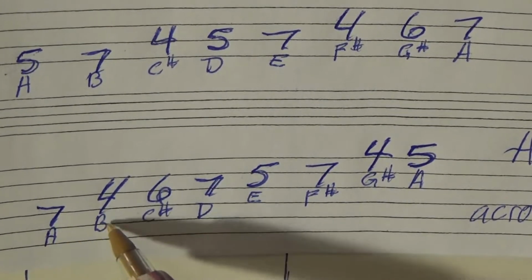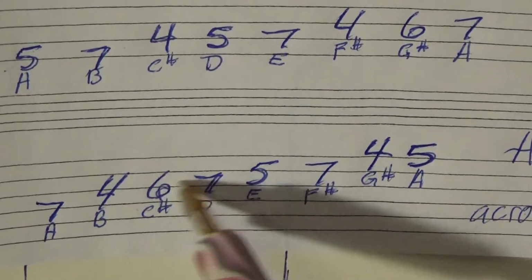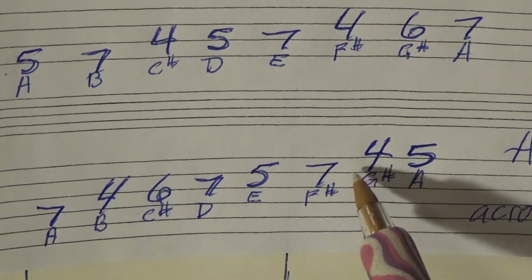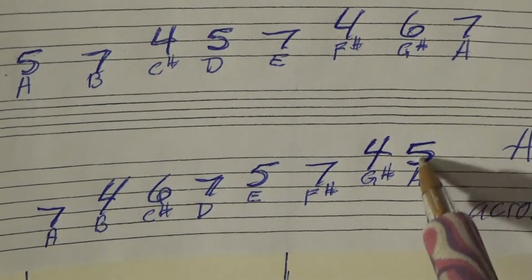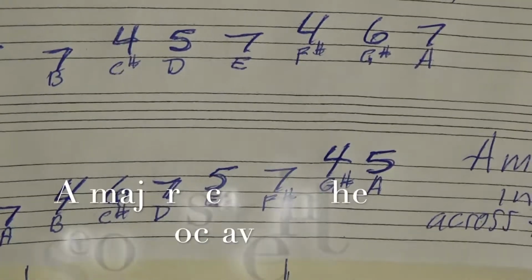So we have the A, the B, the A is on the 4th string. The B, C sharp, and D is going to be on the 3rd string. Our E and F sharp is going to be on the 2nd string. And our G sharp and our A are going to be on the 1st string. This is the A major scale in the 2nd octave across the strings.